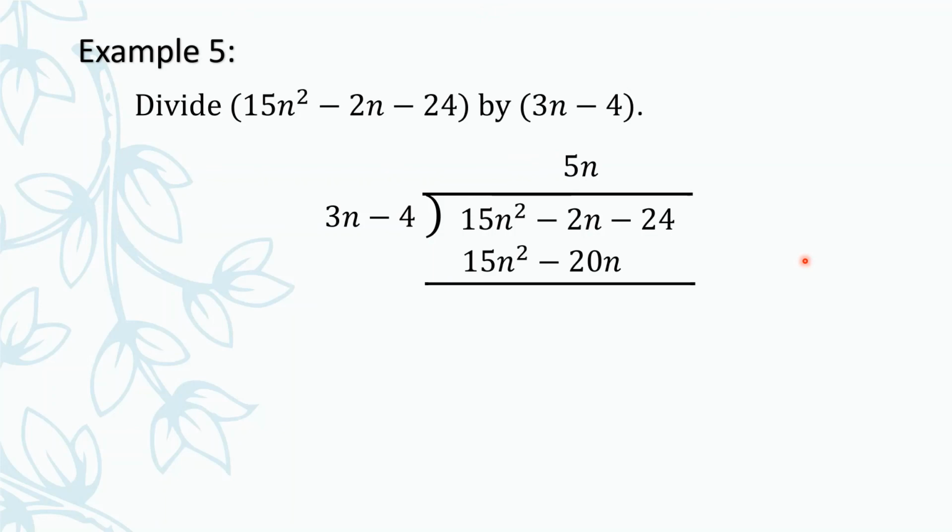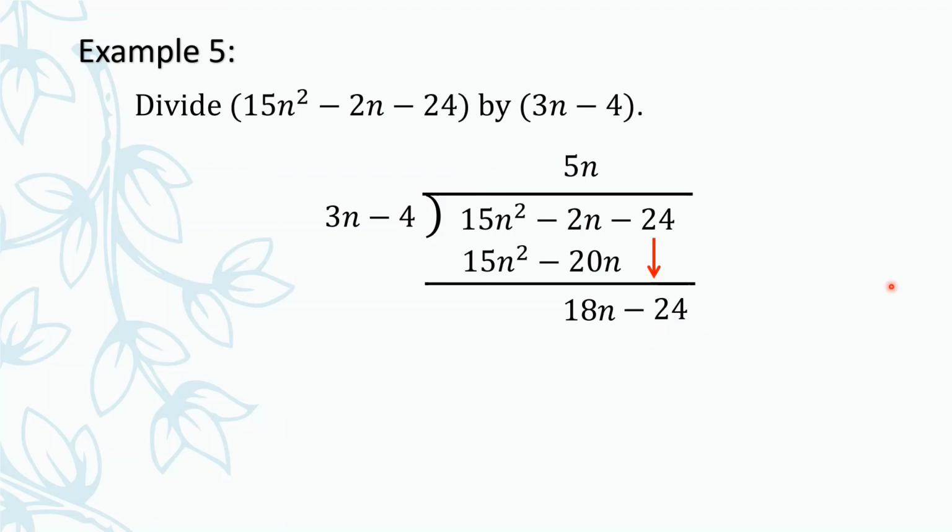subtract. So, subtracting the binomial, the first two terms of the trinomial, tapos yung minus natin ng product. So, the answer is 18n. So, 15n squared minus 15n squared is just equal to 0. Negative 2n minus negative 20n is positive 18n. Now, bring down negative 24.